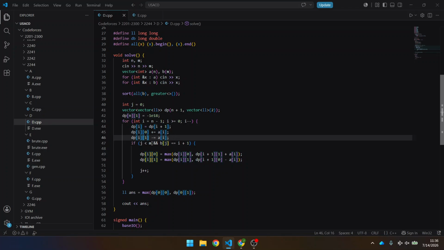Now we use 2 pointers, right? If j is less than m and b[j] is equal to i plus 1, so basically check if we can use the operation right now. If we can, just update dp[i][0] and dp[i][1]. So dp[i][0] will be the max of the current value and dp[i+1][1] plus a[i]. And then dp[i][1] will be the max of dp[i][1] and dp[i+1][0] minus a[i]. And then we just let our answer be the max of dp[0][0] and dp[0][1]. We can output our answer. So also simple, right?